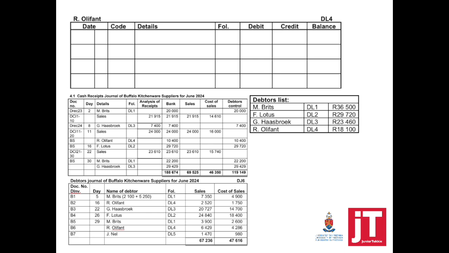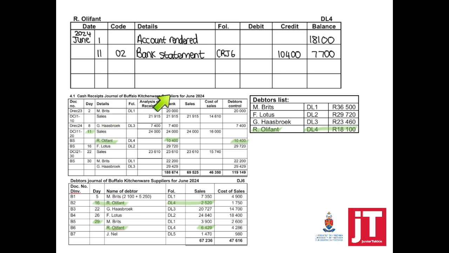At Olifant had an opening balance on June the 1st, account rendered 18,100. On day 11, a payment was received, the source document, bank statement from the cash receipts journal, and the amount 10,400.